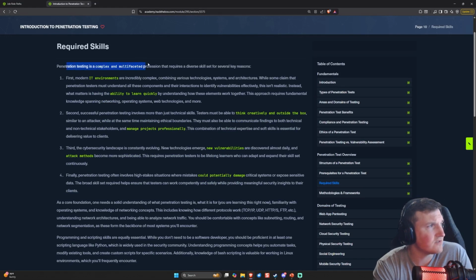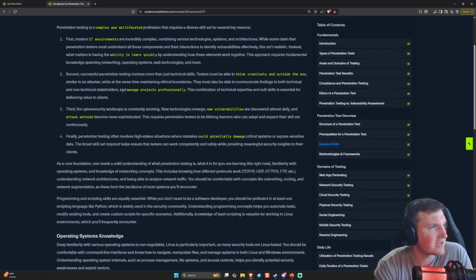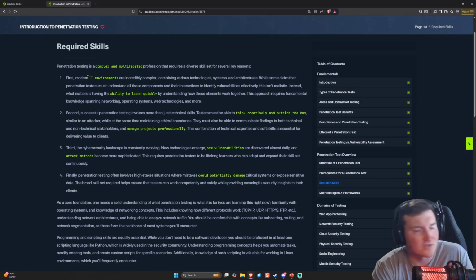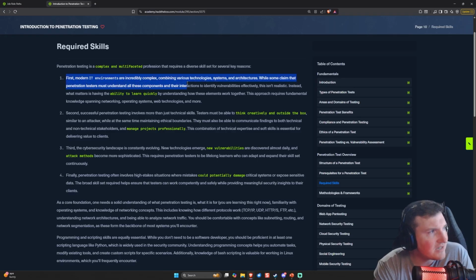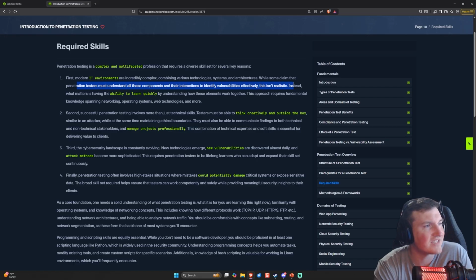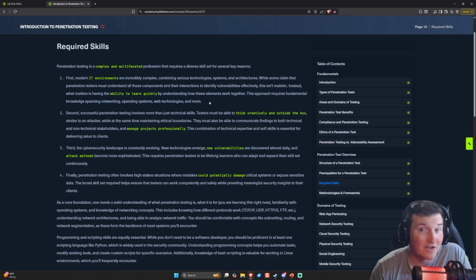Okay, required skills. I'm not even going to go through this too much because what they're talking about here should be pretty well known. First, you need to know IT, right? It says here that while penetration testers must understand all these components and interactions to identify vulnerabilities effectively, it's not realistic. That's true, right? It is not realistic to know everything. Nobody does. But what matters is having the ability to learn quickly, understanding how they work together, and fundamental knowledge spanning networks, operating systems, web technologies, and more.